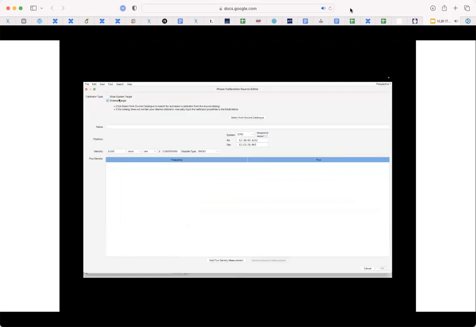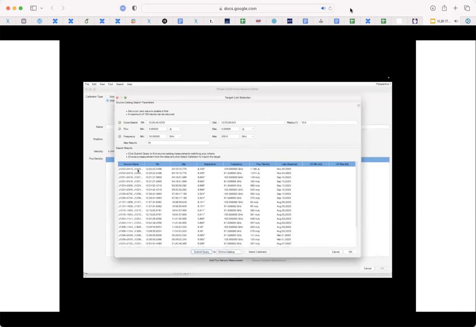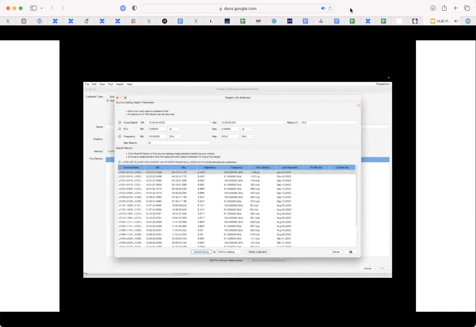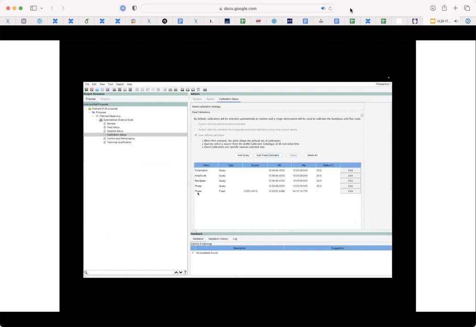So this should be a sidereal target, and you can say, I want to select this from the source catalog, and then you can search for your calibrator. Let's say we're going for this one. So you can do select calibrator, say okay. And then you have this calibrator selected. You can say okay. And this is now the calibrator that will be used for the passive phasing.